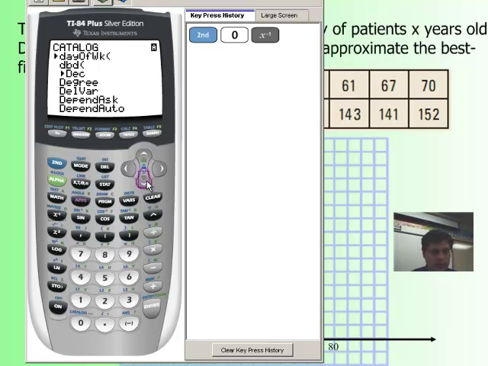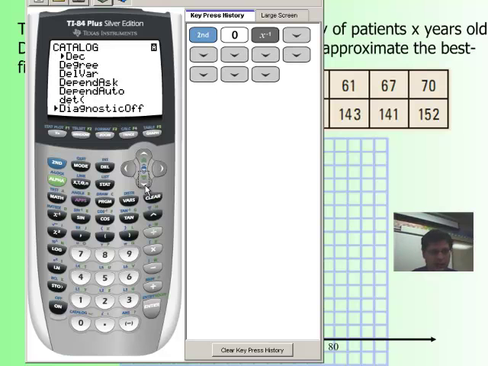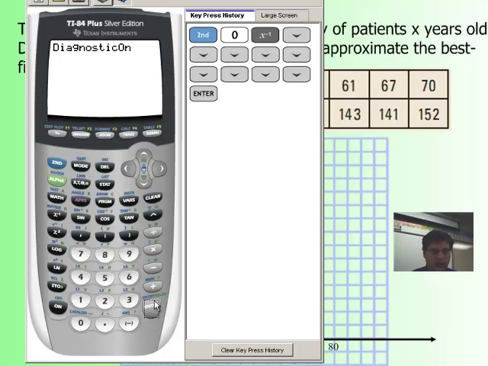And then we're going to scroll down. What we're looking for is diagnostics on. Here we have diagnostics off and diagnostics on. I want diagnostics on, so I'm going to press enter. Now it's on your main screen, and I'm just going to press enter again. Now your diagnostics are on. You only have to do this once, okay? Once you turn it on, it stays on unless you reset your calculator. Then you might have to go back and turn it on.